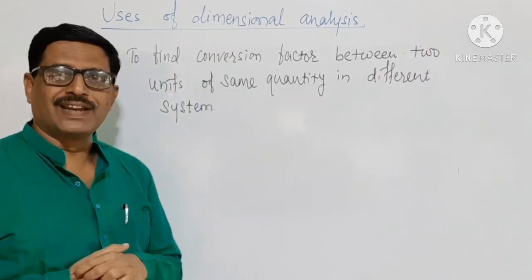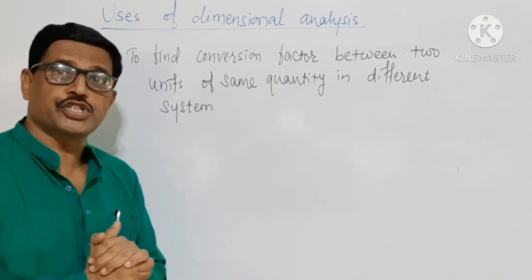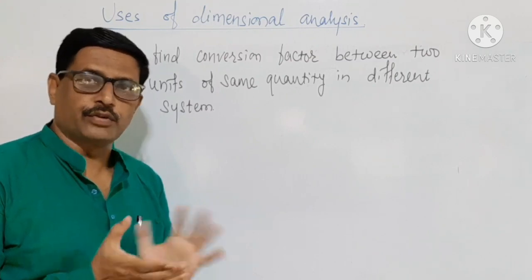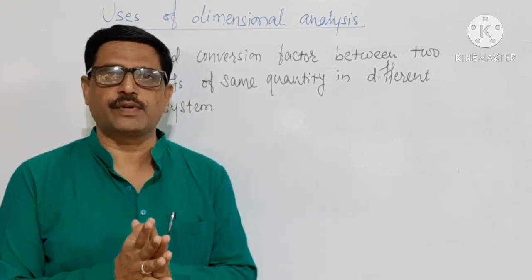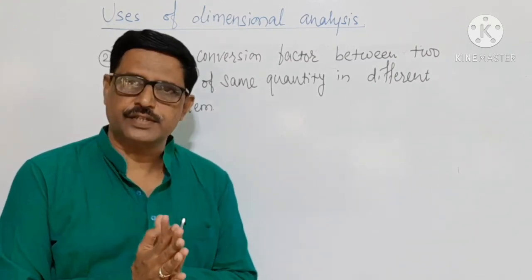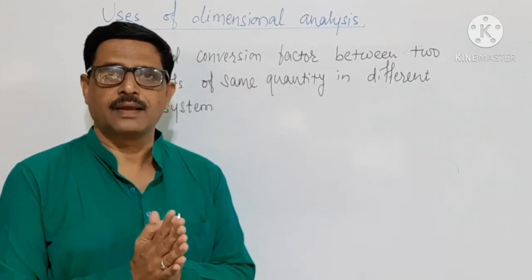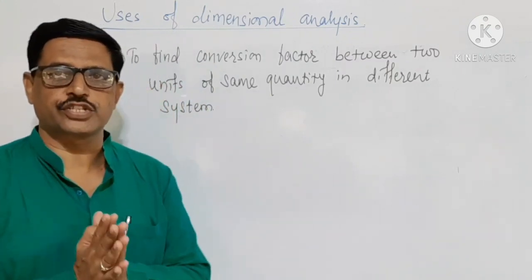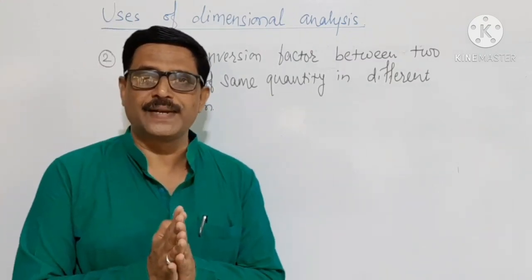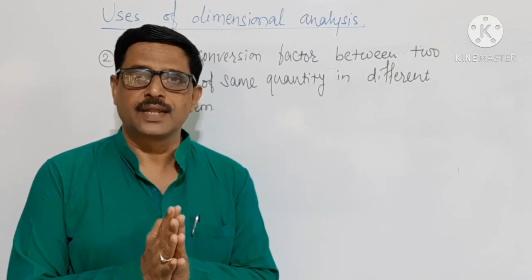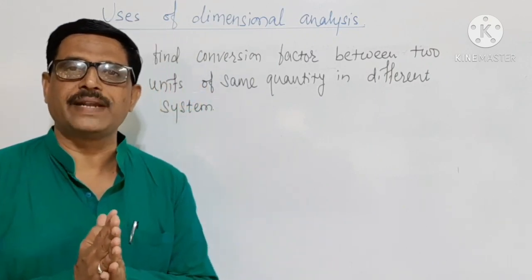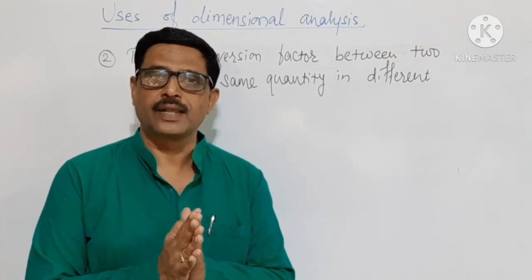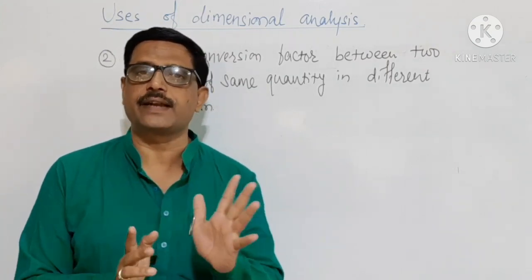Then we will go for the second use of dimensional analysis. We know that there are different systems of units, CGS system and MKS system. In CGS system, the unit of length is centimeter, and in MKS system, the unit of length is meter, and we know that 100 centimeter is equal to 1 meter. The conversion factor between the centimeter and meter is 100.